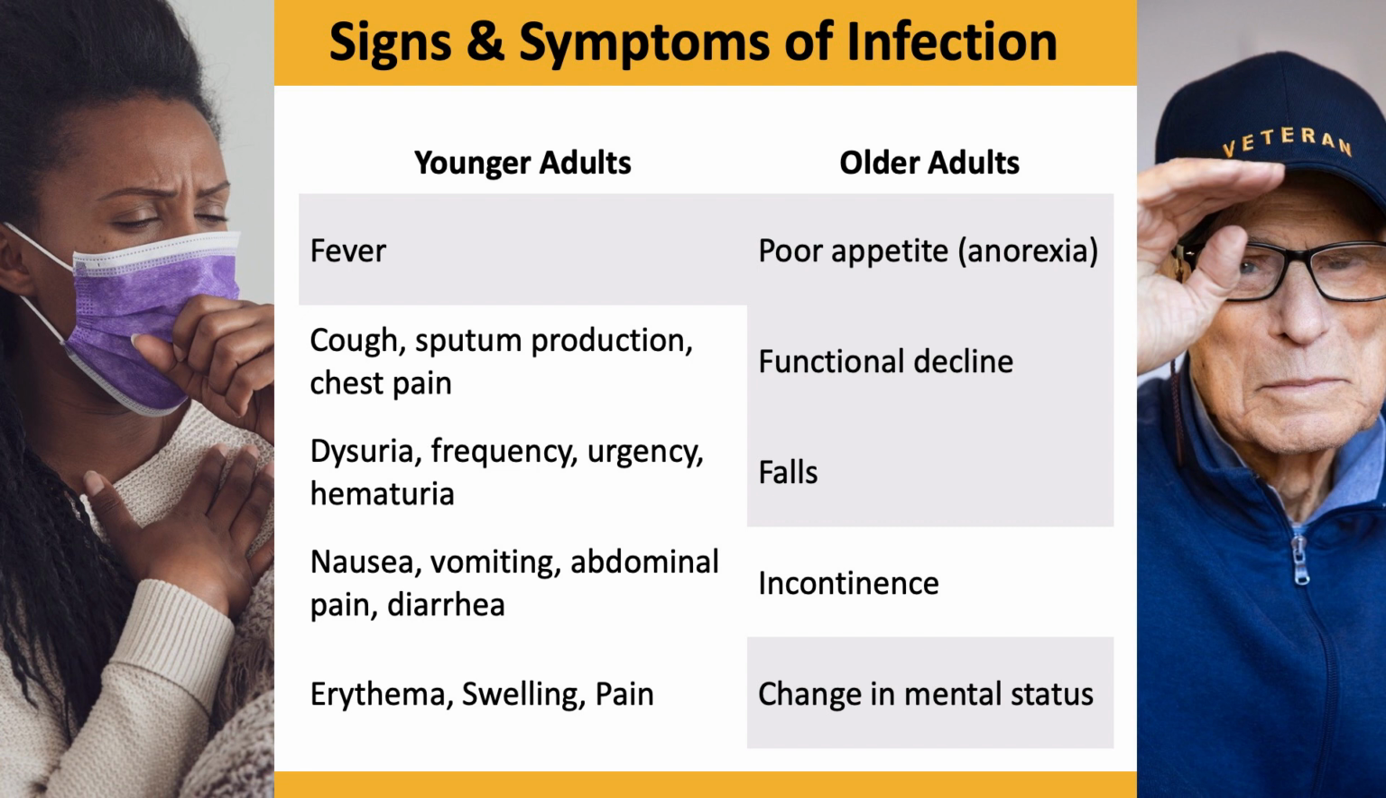So I can get pneumonia and have a functional decline, or I can have a functional decline and then get pneumonia. So you can't look to that and say, there's the problem. It just is. It's not specific. And then finally, there are falls.